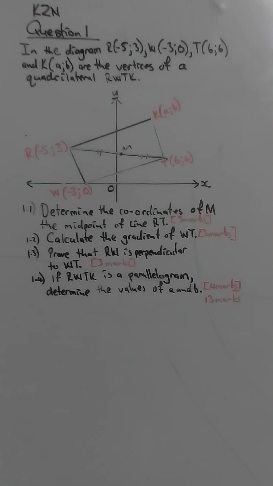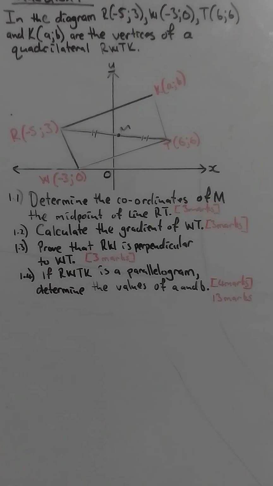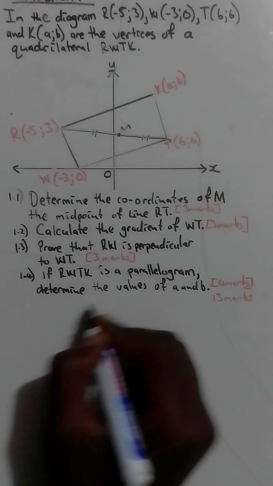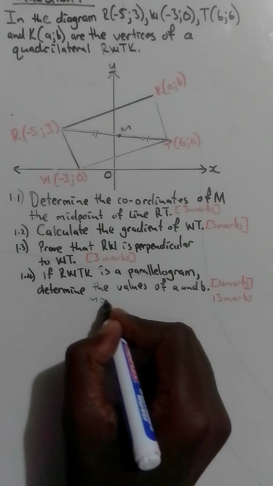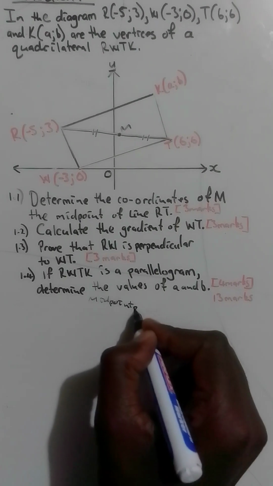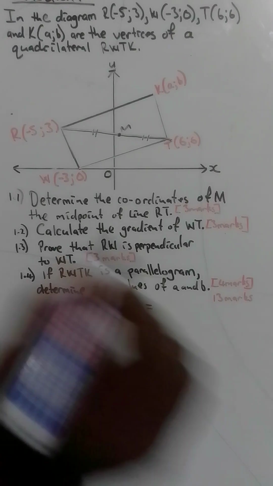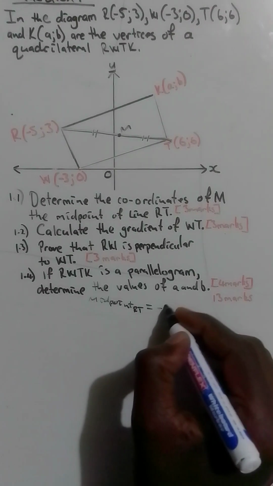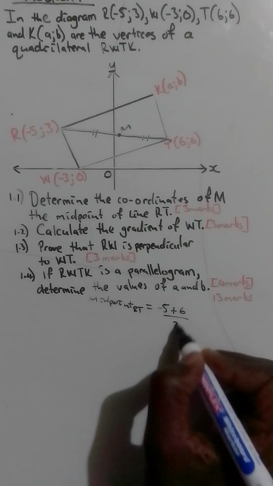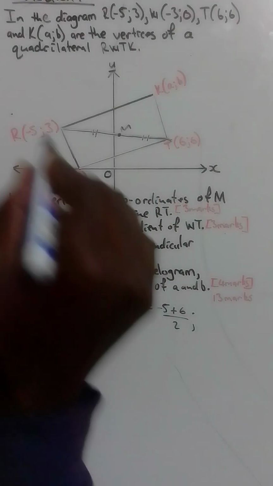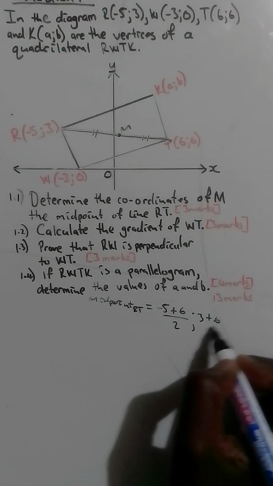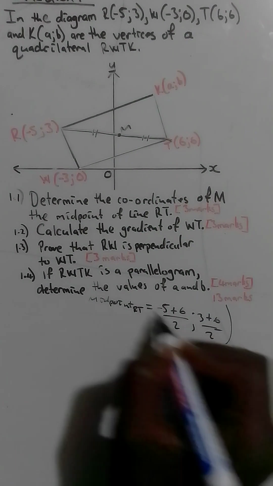What do we know about the midpoint? We use the midpoint formula. So we say the midpoint of line RT is equal to my x at point R, which is -5, plus my x at point T, which is 6, divided by 2. My y at point R is 3 plus my y at point T is 6, divided by 2, like that.